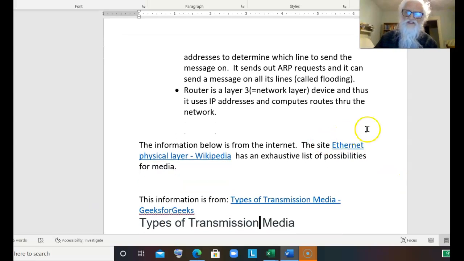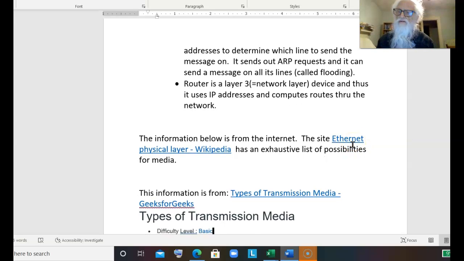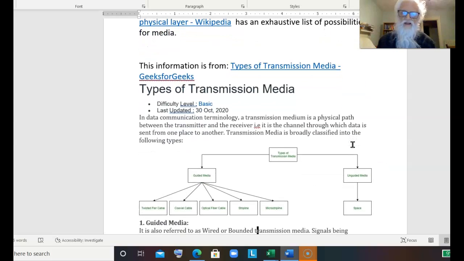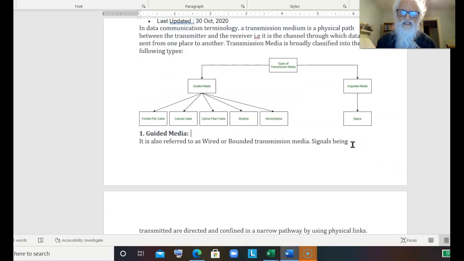I have here too, there's a huge number of transmission media we can talk about. And I got this from, I think it was Geeks for Geeks. They talk about the various types of media we can use. The wired media, they call it guided, and it's not just wire, it could be optics. And the satellite, the unwired, the microwaves, whatever.